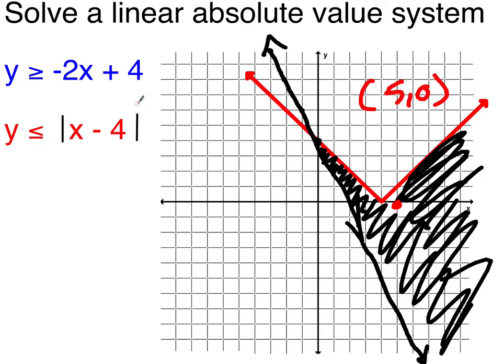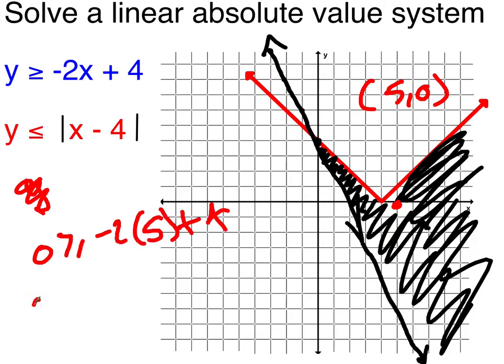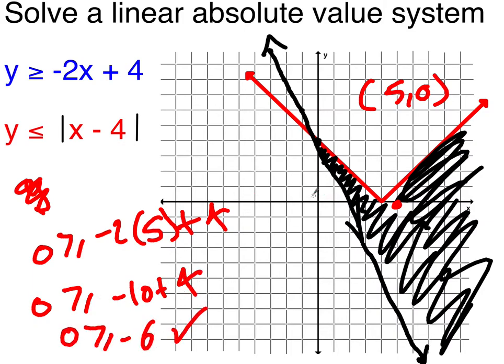5, 0. Let's plug it into the first one. Is 0 greater than or equal to negative 2 times 5 plus 4? 0 greater than or equal to negative 10 plus 4? Yes, it works for the first one, but we're not done. We need to check it in this one also. Is 0 less than or equal to 5 minus 4? That will give me 0 less than or equal to 1. Check, it works for both of them.